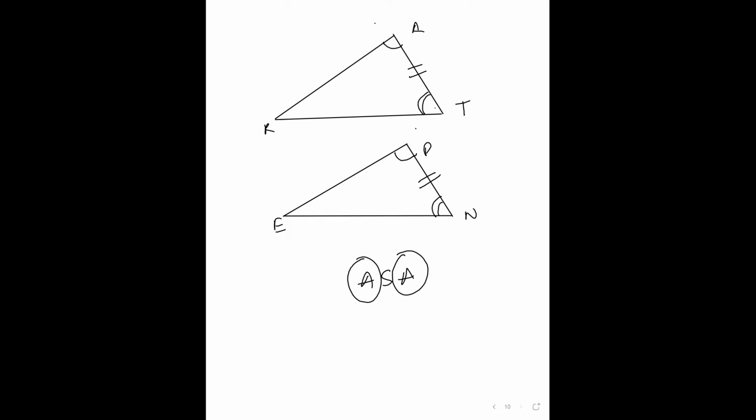We don't have to name the third one. What do we need in ASA? We need only two angles and the included side. So you have named the two angles. Oh, okay, I understand.